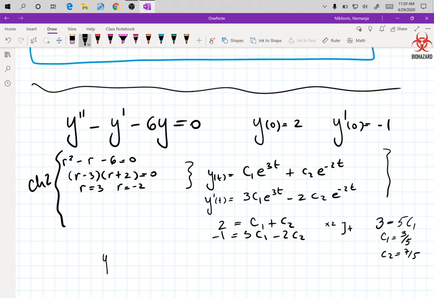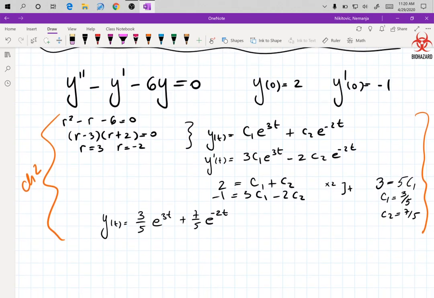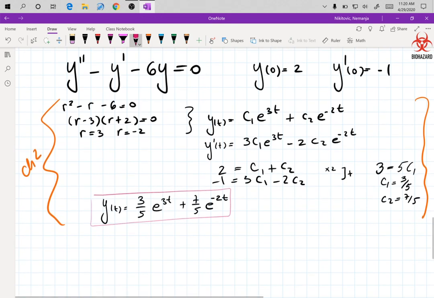So we get our general solution y of t to be c1, that's 3/5, e to the 3t, plus 7/5 e to the negative 2t. So all you see over here was your chapter 2 way to solve the problem. And we have the solution, right? That's our answer for the problem. So we can solve this problem, right? But the trick is to use Laplace.